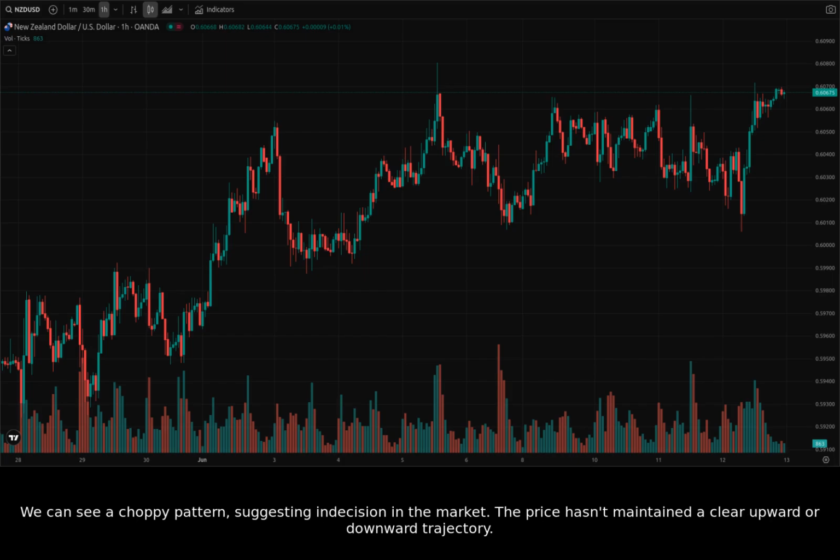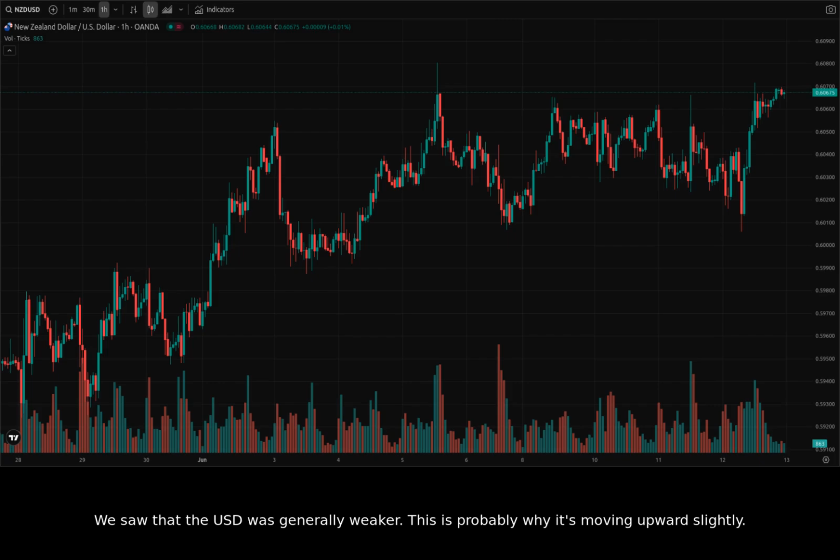We can see a choppy pattern suggesting indecision in the market. The price hasn't maintained a clear upward or downward trajectory. We saw that the USD was generally weaker. This is probably why it's moving upward slightly. Let's go to the 15-minute chart to try to pinpoint areas to trade.